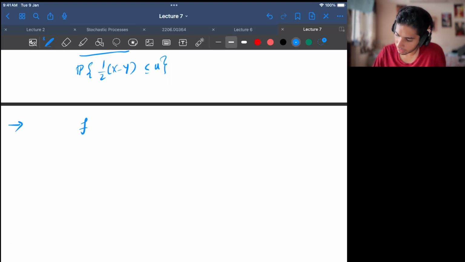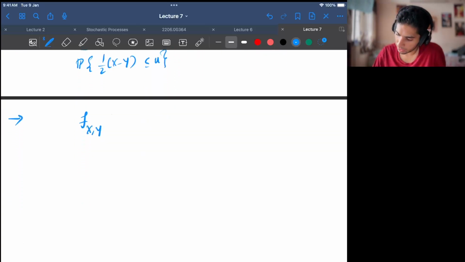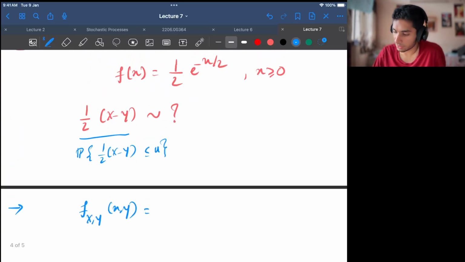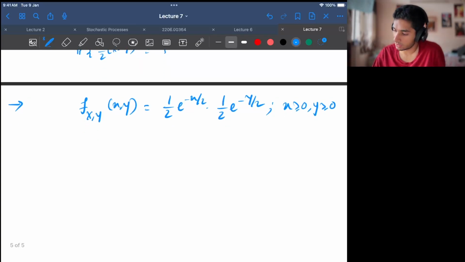So first of all, since they are IID, what is their joint distribution? f of xy of (x, y). It will just be the product of each one of them, right? So it will be half e raised to minus x by 2 times half e raised to minus y by 2, where x should be greater than or equal to 0 and y should also be greater than or equal to 0. What is this thing? It becomes 1 by 4 times e raised to minus (x plus y) by 2.